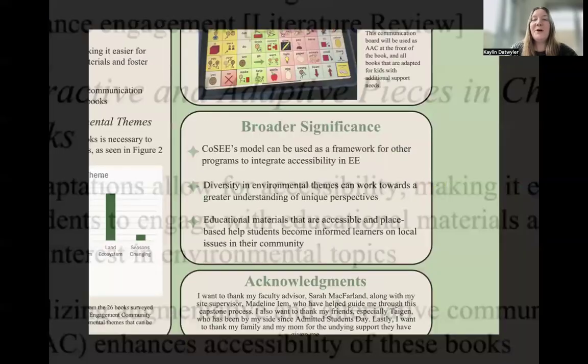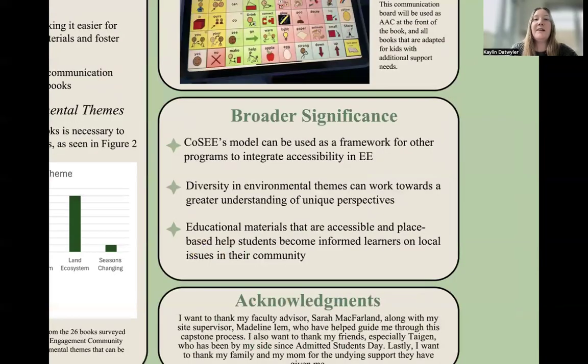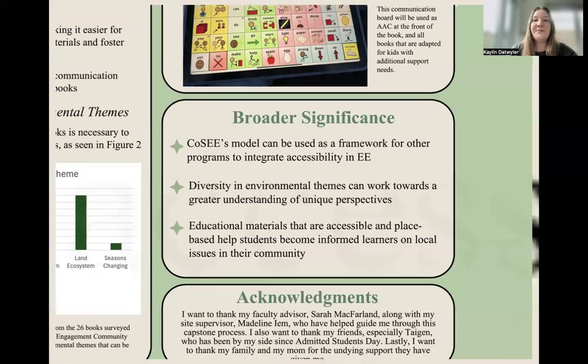For example, COSE's model of accessibility in adapting children's books and other educational materials can be used as a framework for other organizations and schools to use in environmental education programs. Having a diverse array of environmental topics and educational materials can increase a greater understanding of unique perspectives and experiences. This can then work towards a growing sense of respect and empathy for other groups of people. Lastly, having accessible materials that can be place-based allows students to become educated learners about local issues in their community and other parts of the world.